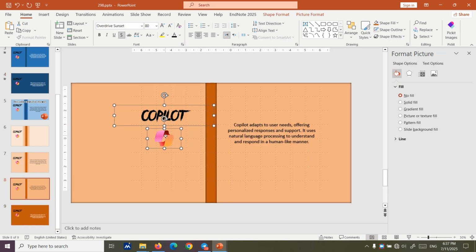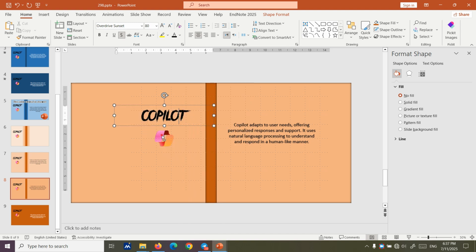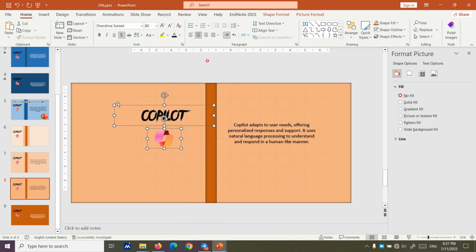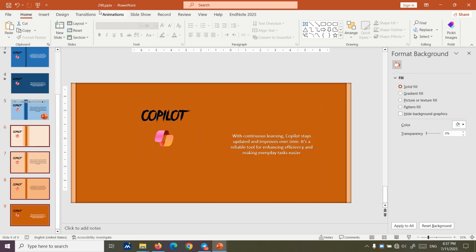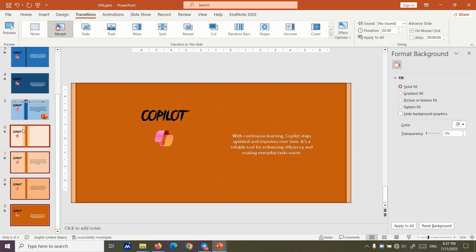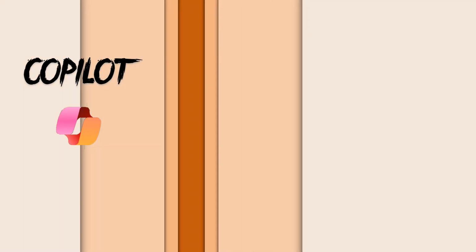Okay, let me just bring this to front again. Now select all the slides and set the transition to morph. Your presentation is ready. I hope you enjoy it.